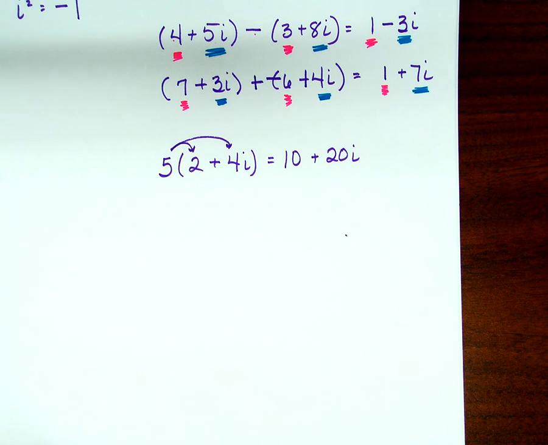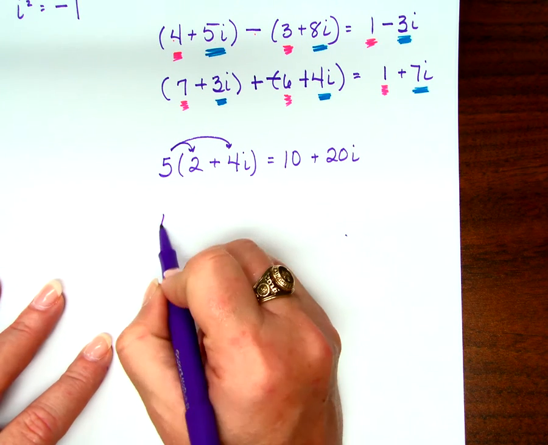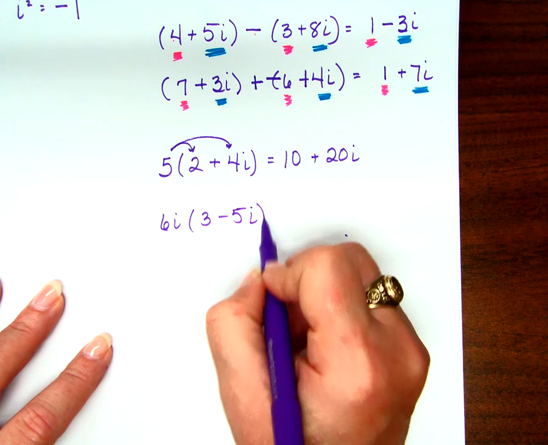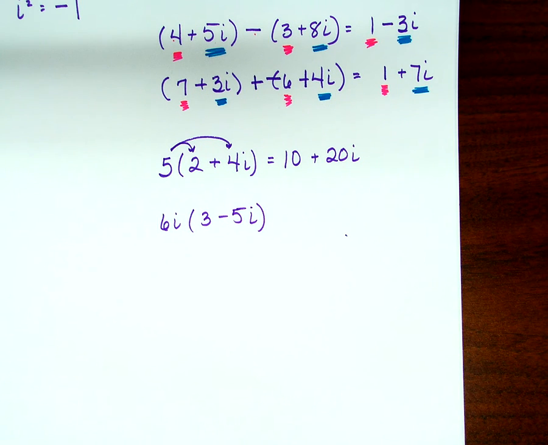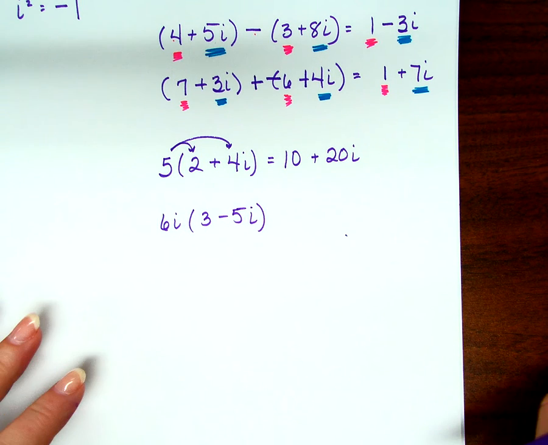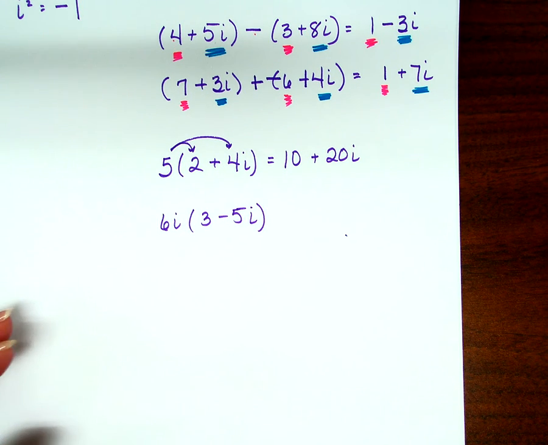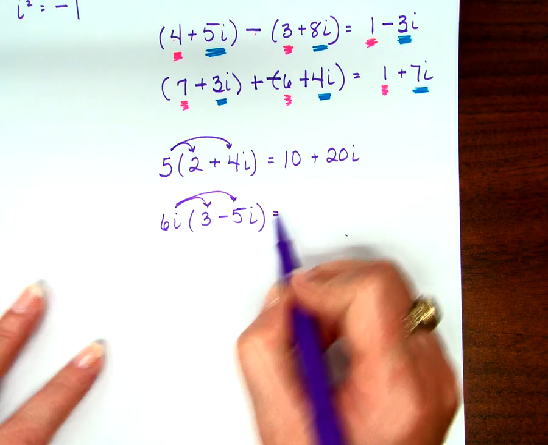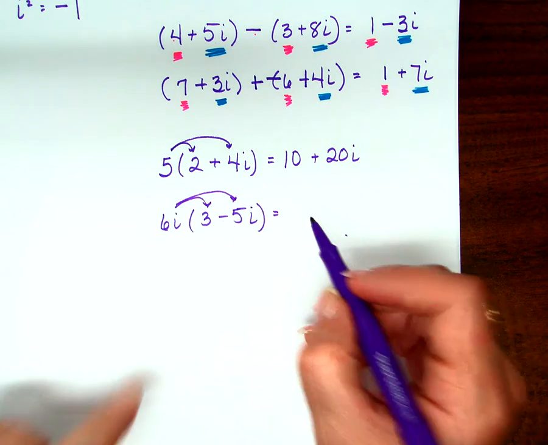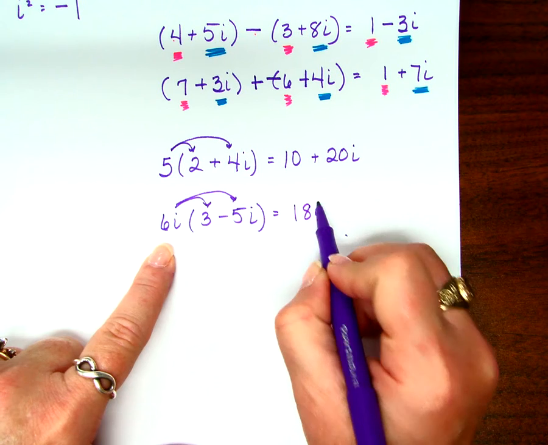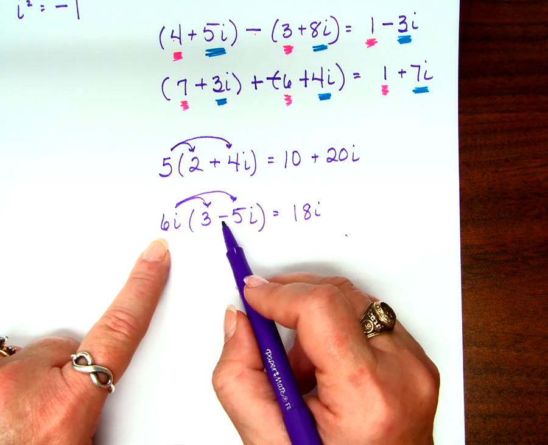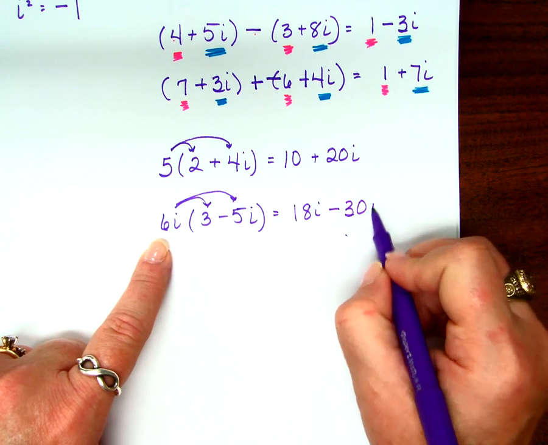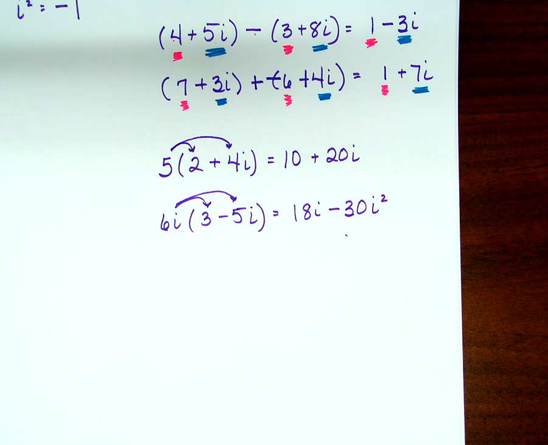You okay with that? What about this one? 6i times 3 minus 5i. What do we do here? Still distribute, right? What is 6i times 3? 18i. What is 6i times -5i? -30i squared.